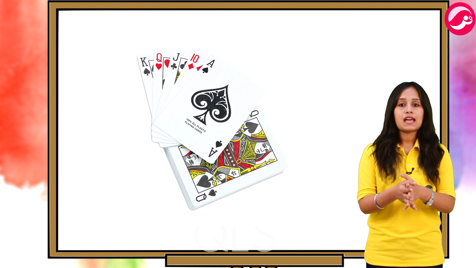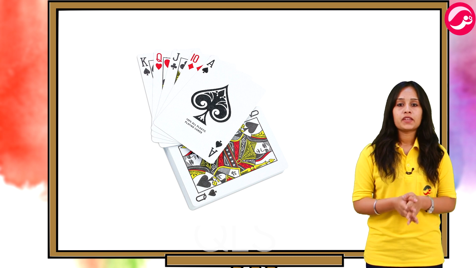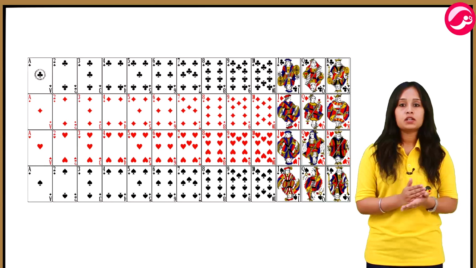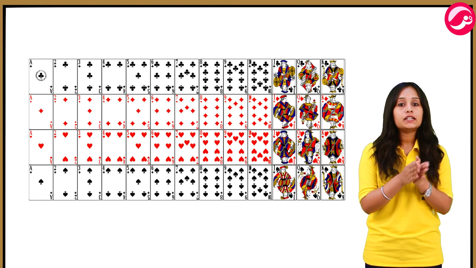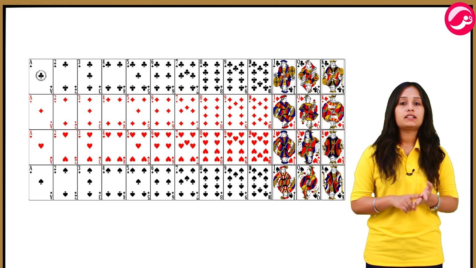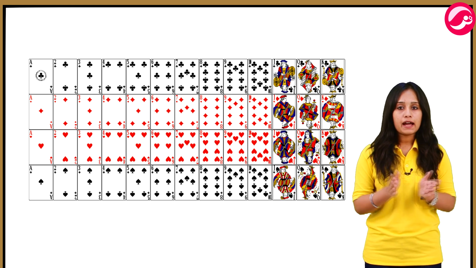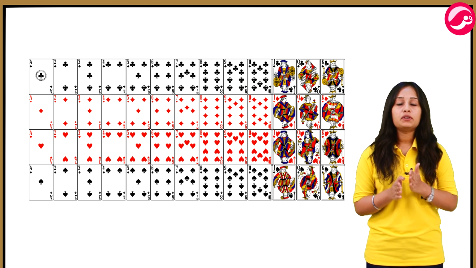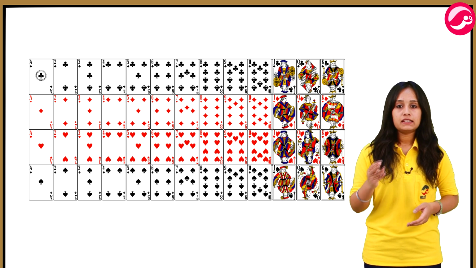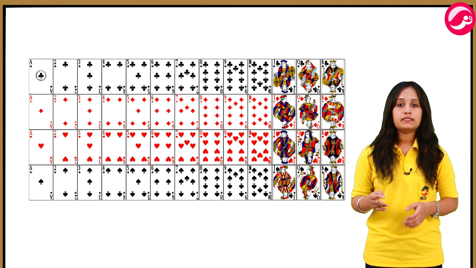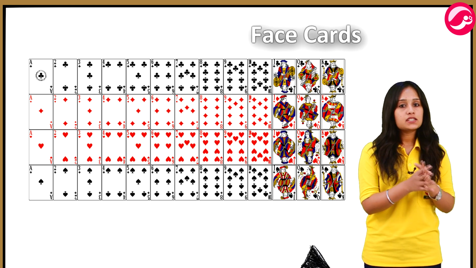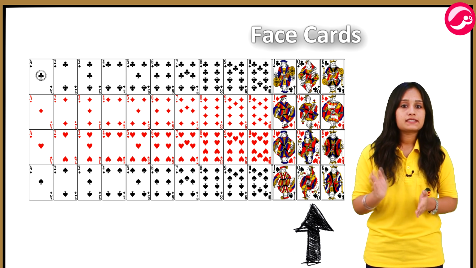Now let us take an example related to playing cards. Have you seen a deck of playing cards? It consists of 52 cards which are divided into 4 suits of 13 cards each: spades, hearts, diamonds and clubs. Clubs and spades are of black color while hearts and diamonds are of red color. The cards in each suit are ace, king, queen, jack and then 10, 9, 8, 7, 6, 5, 4, 3 and 2. Kings, queens and jacks are called face cards.